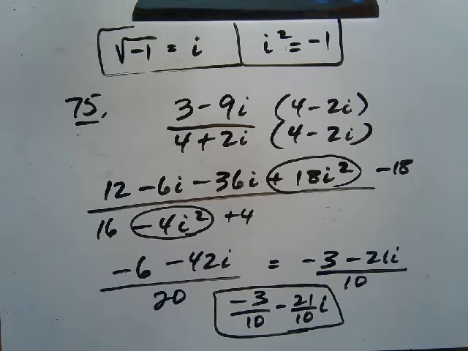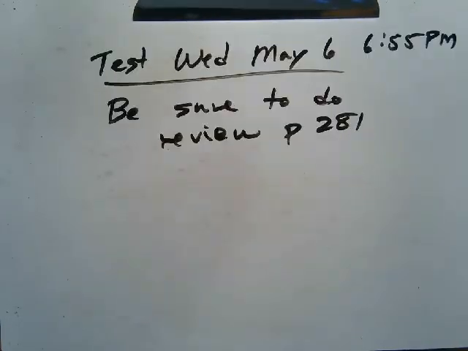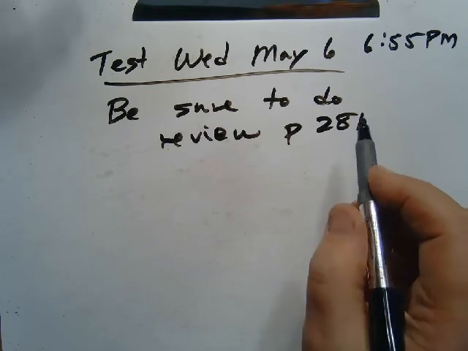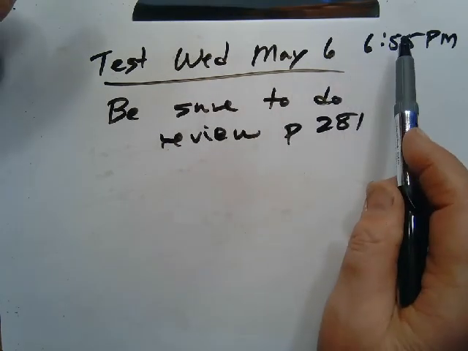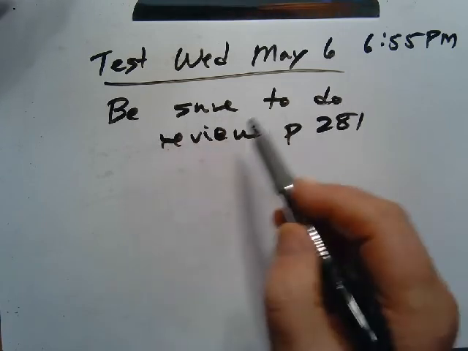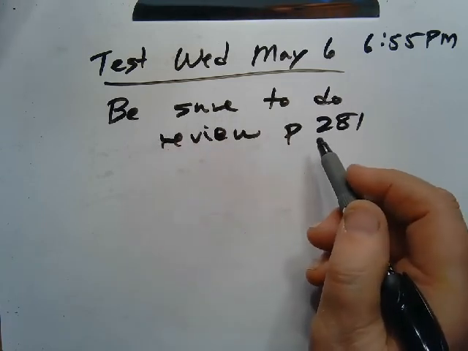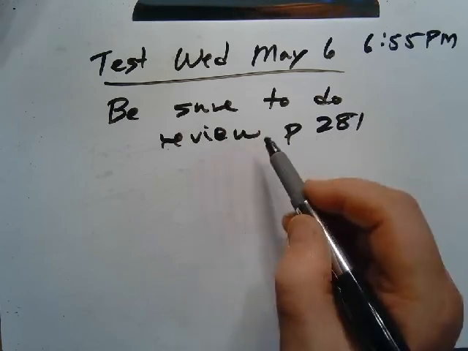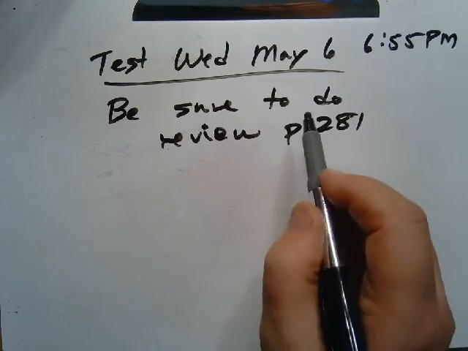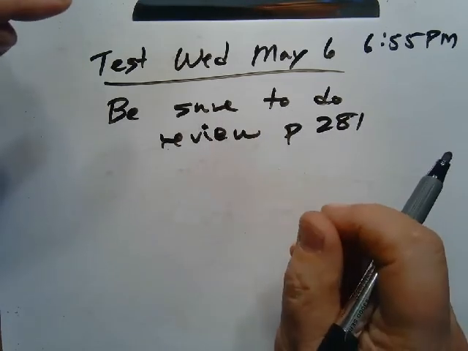All right, let's take a look at the future here, okay? Your future is we're going to move on to this, get to take this test on Chapter 5B here on radicals. That test is on Wednesday, May the 6th, 6:55 in the evening. Be sure to do the review on page 281. Some of these problems are a little different than the review that I did, so make sure you do these and check your answers.